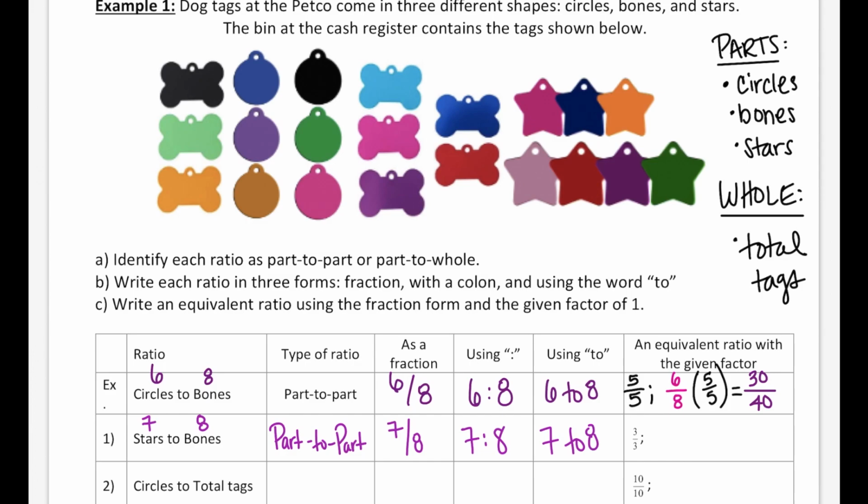Now, what happens if there are 3 times as many stars? There'd have to be 3 times as many bones. So we multiply 3/3 by our fraction 7 to 8, and we get 21 to 24. That would be the equivalent ratio if we had 3 times as many of both.